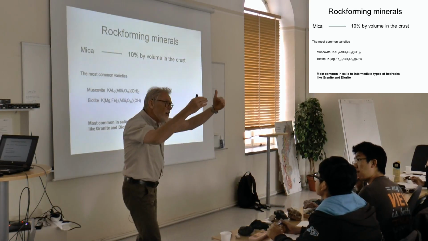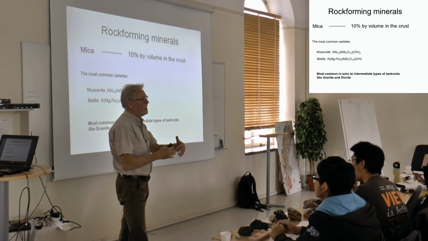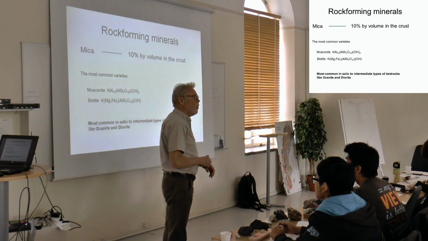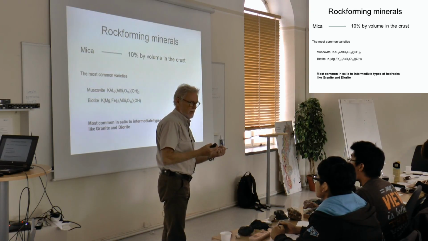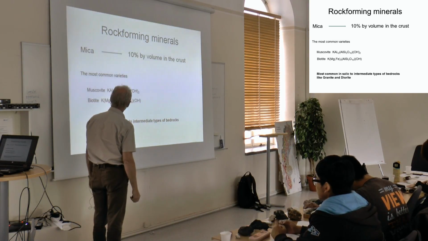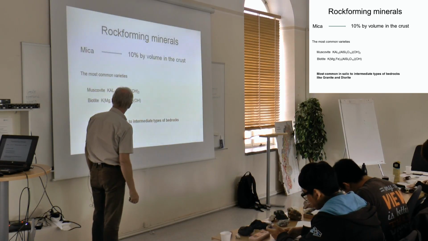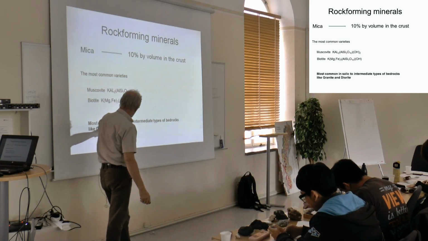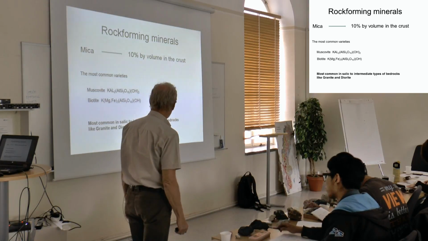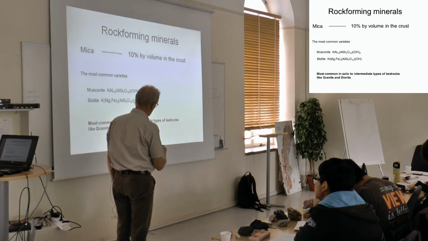So they are at the end stage of the crystallization time for a magma. When it's cooling down, we have the rise of water content in the magma. And that is very, very important. Muscovite and biotite are most common in salic, that is acidic, rock types, like granite or diorite.